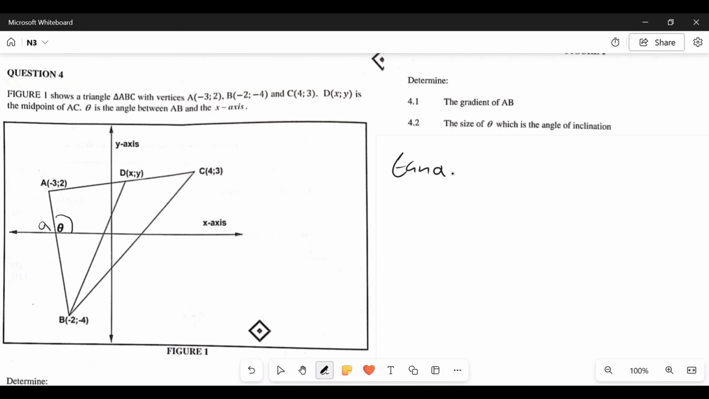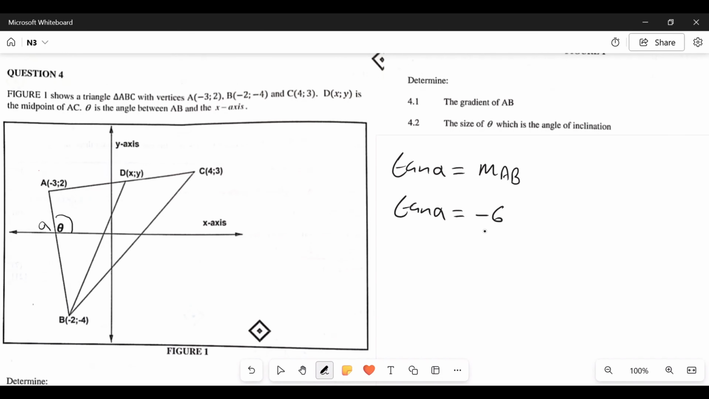Tan alpha is equal to the gradient. There we can say gradient AB. So what we need to do is find alpha, and then after that we're going to find the angle. So let's do it. We know that tan alpha is equal to our gradient AB. We did it earlier. We know that this is going to be -6.